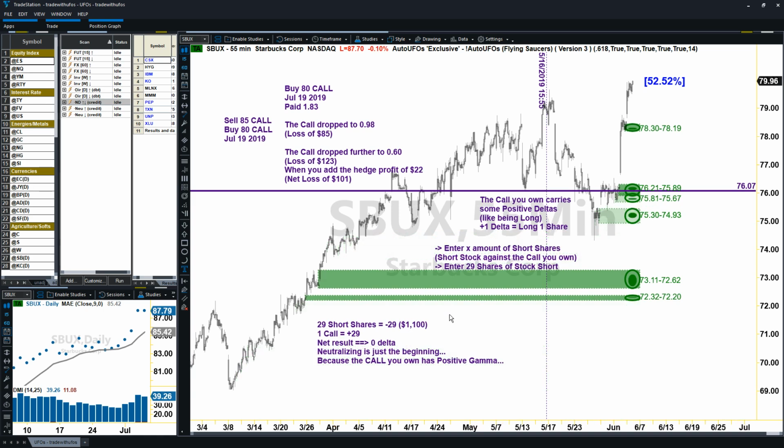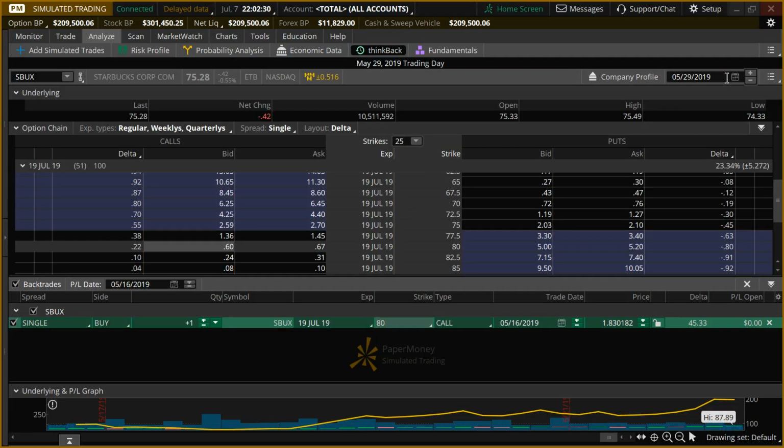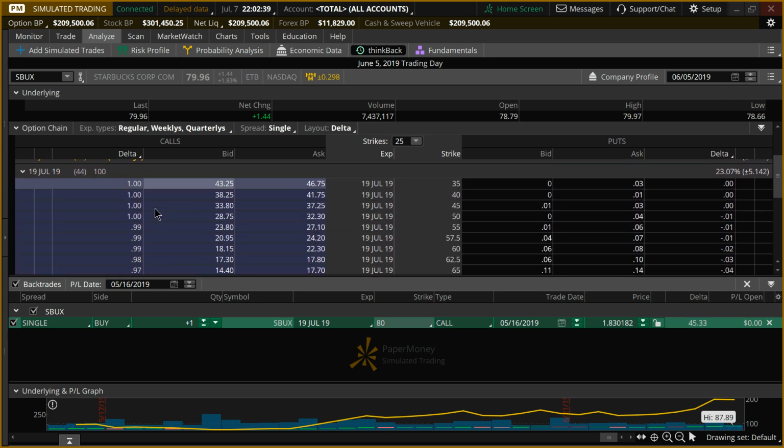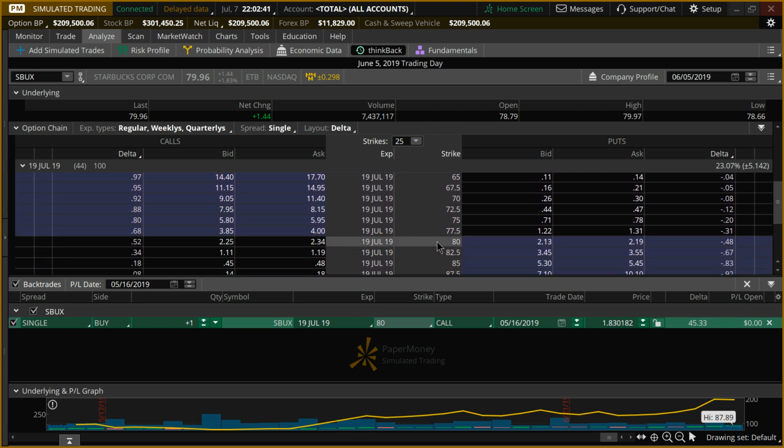One week later, this thing now really moved, and now it's a significant move. So what's happening now? That would be on June 5. So now you are in June 5, and we are looking at the 80 call. The 80 call now is 2.25.